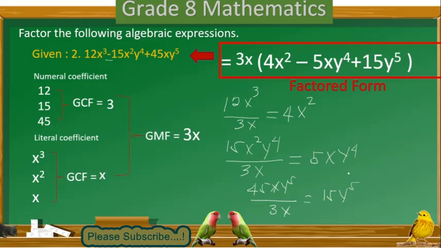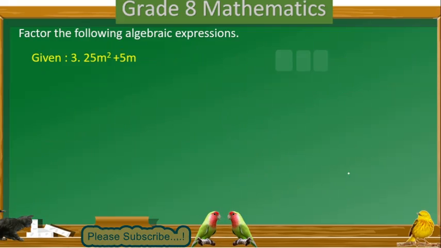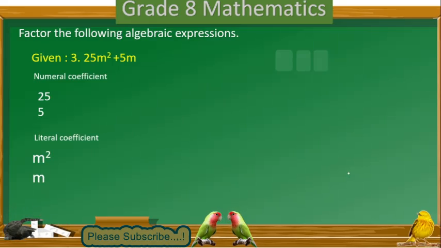Okay, number 3. We have 25m squared plus 5m. Let us identify the numeral coefficient. We have 25 and 5. And for the literal coefficient, we have m squared and m. To find the GCF for 25 and 5, let us factor it out.